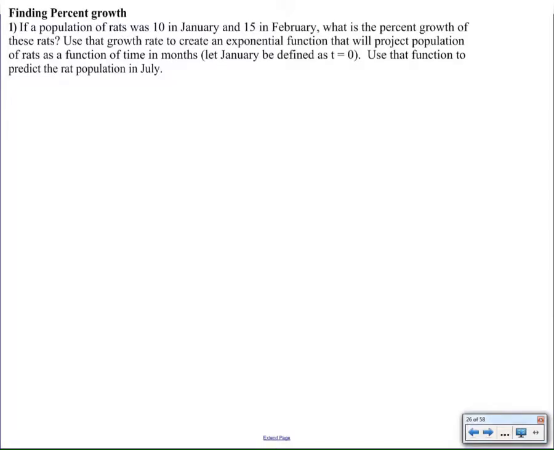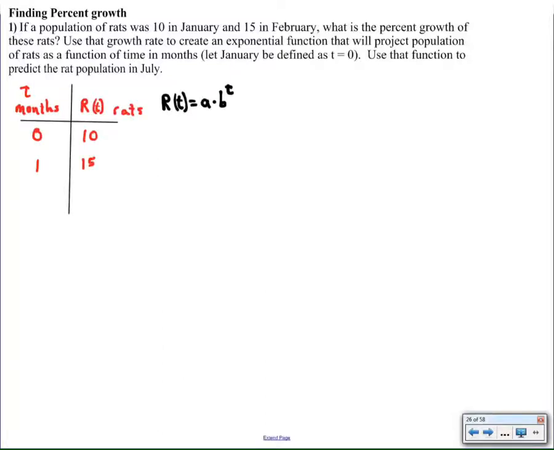Another related question to exponential growth, and here we're going to assume exponential growth for everything we see. We're going to talk about populations usually, or investments, and in this case we're talking about a population of rats. So we had 10 rats in January and 15 rats in February, and from that we can establish a growth rate. And once we have the growth rate, we can project how many rats there will be by summer.